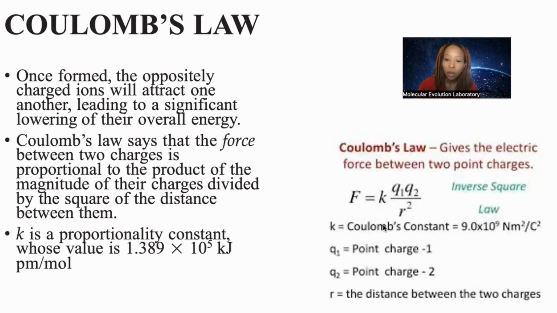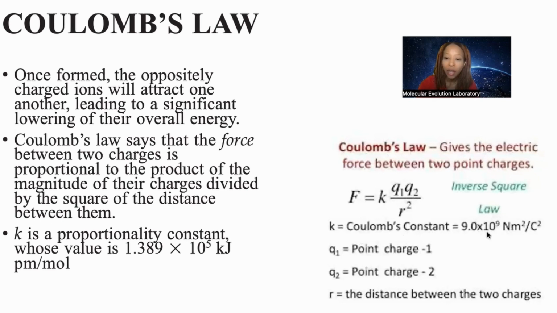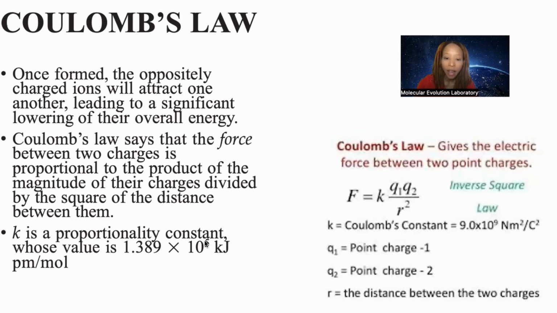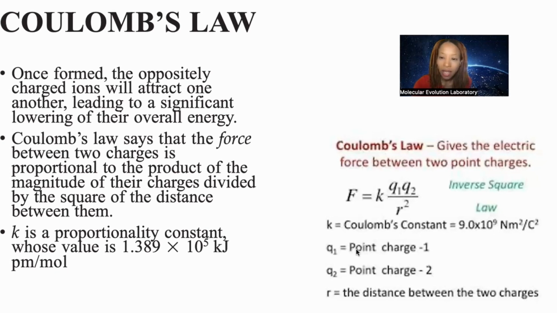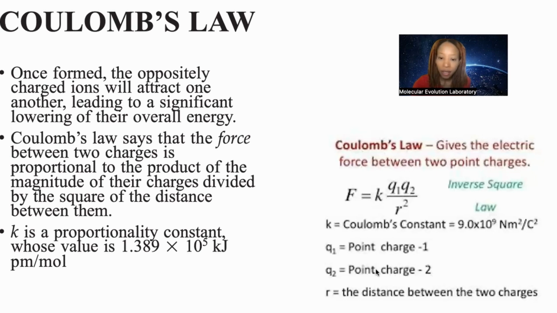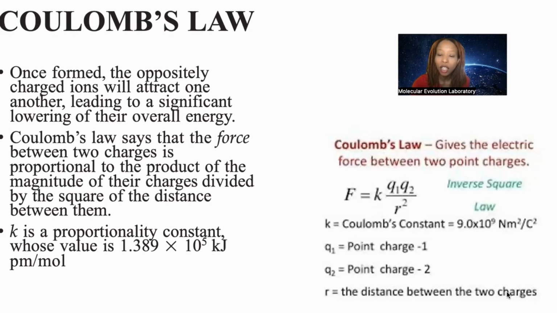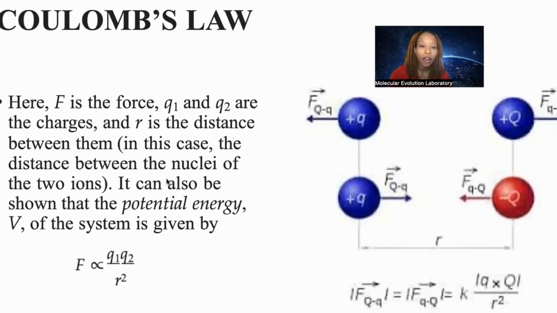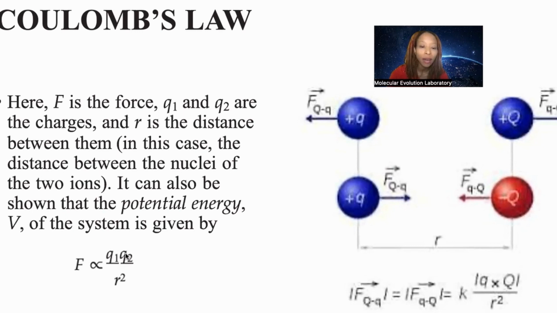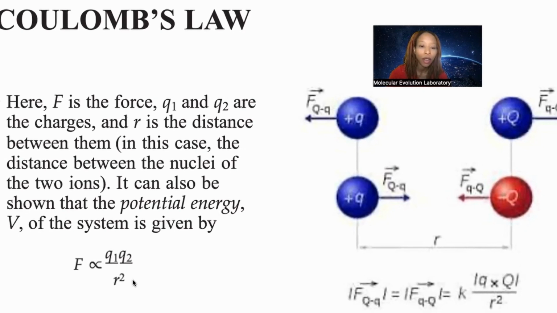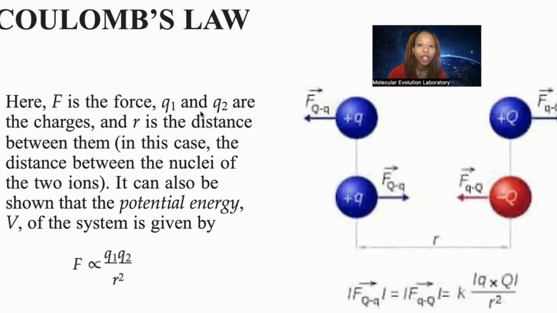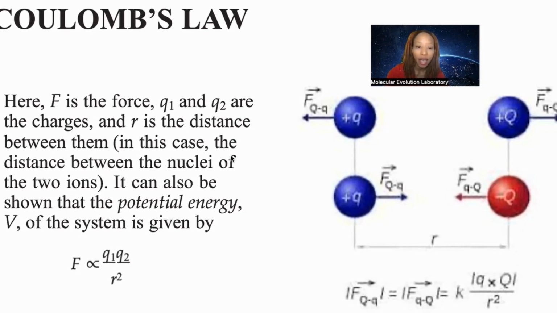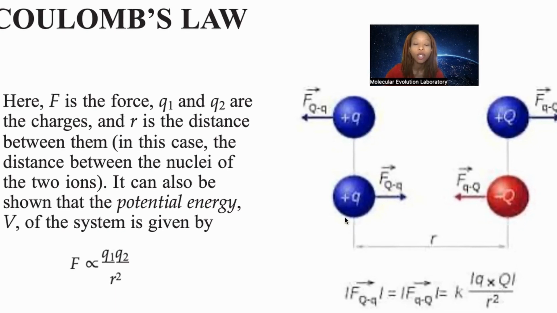So K is the Coulomb's constant, 9.08 times 10 to the 9 or 1.389 times 10 to the 5 kilojoules. This would represent the charge of each ion and the distance between the two charges. So this is just a different way of representing the same thing, where you have the force times Q1 times Q2 divided by R squared. So F is the force, Q1 and Q2 are the charges, and R is the distance between them, in this case, the distance between the nuclei of the two ions.